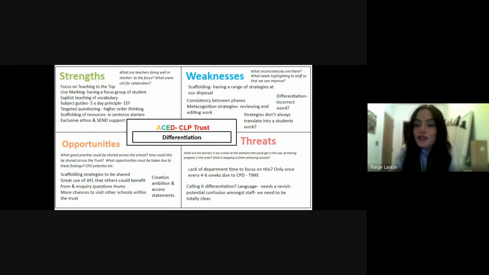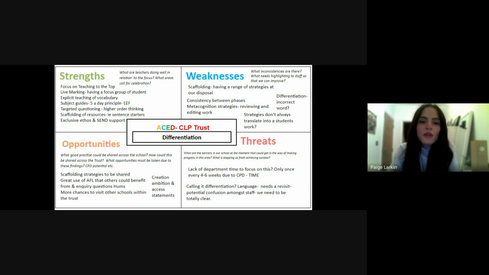I have shown this on the screen previously in another session, but I would like to remind everyone that the people who worked in my think tank helped me put this together. We did a SWOT analysis on where we were at in regards to differentiation as a trust. I asked people what they think the strengths are when it comes to differentiation in their school, what the weaknesses were, what opportunities we had as a trust and as individual schools, and what threats we saw.